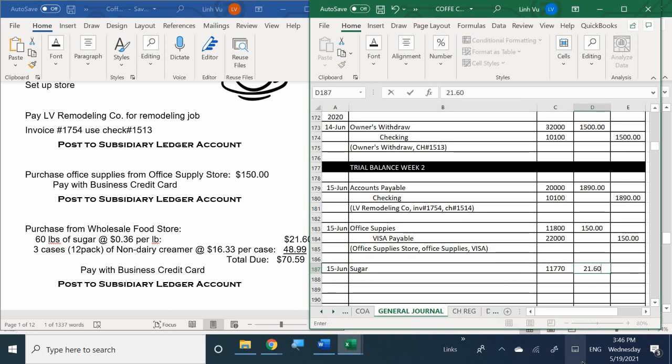And then we would do creamer, which is account 11775.